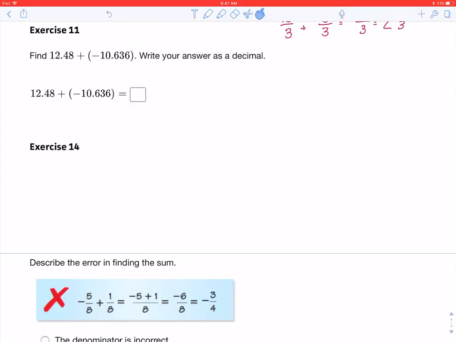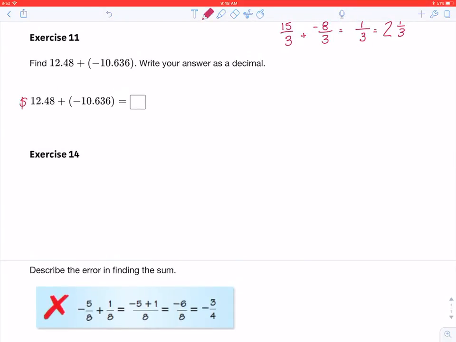With these ones, if I have $12.48 and then I'm going to add negative 10, that's the same thing as taking away money, because these are different signs, so we're going to be subtracting. Then I'm going to subtract 10.636, or 10 and 636 thousandths, from 12 and 48 hundredths. Just make sure that you line up your decimals. That's definitely the most important part here. So I'm going to put the decimal, and then the 10 goes on the left side.